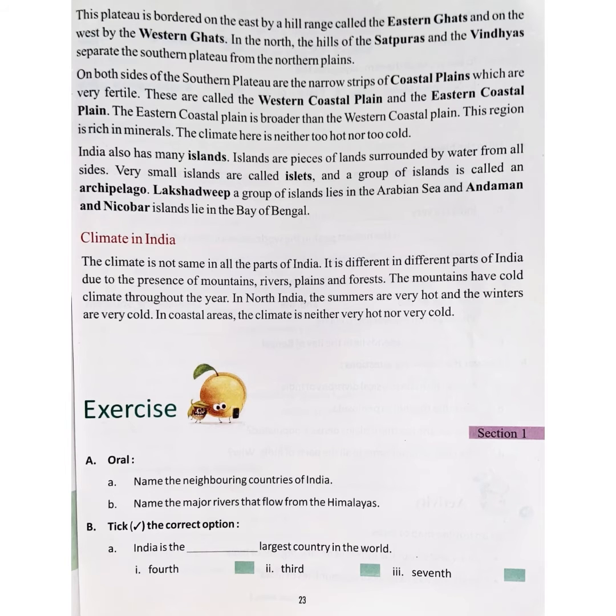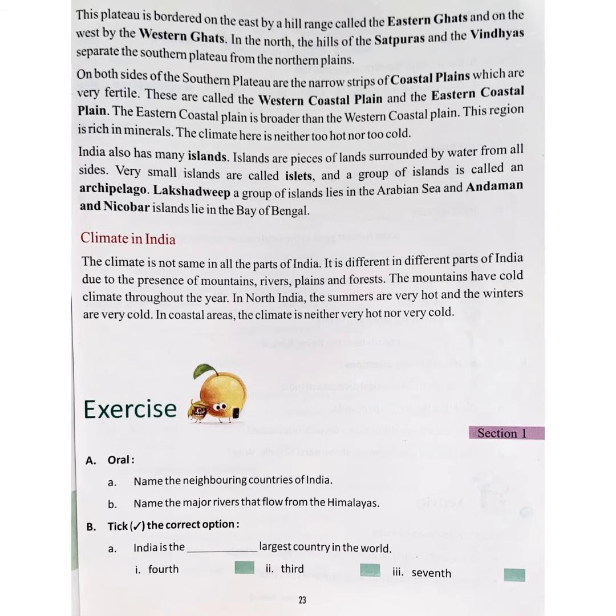On both sides of southern plateau are the narrow strips of the coastal plains, which are very fertile. These are called the western coastal plains and the eastern coastal plains. The eastern coastal plain is broader than the western coastal plain. This region is rich in minerals. The climate here is neither too hot nor too cold.